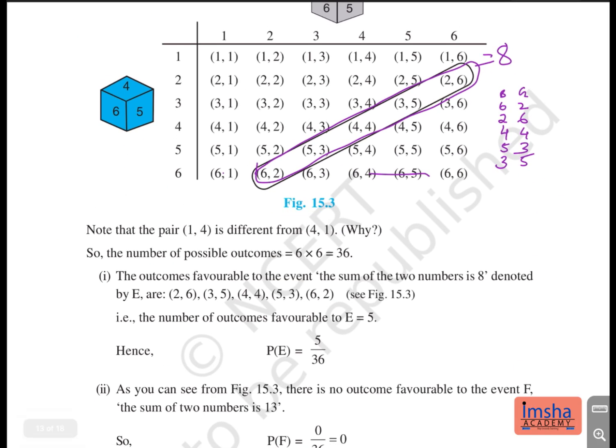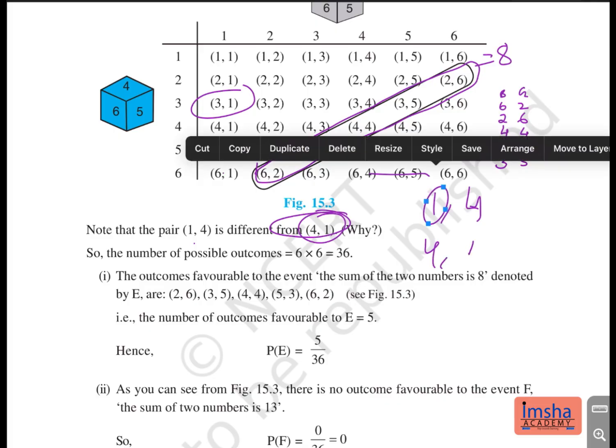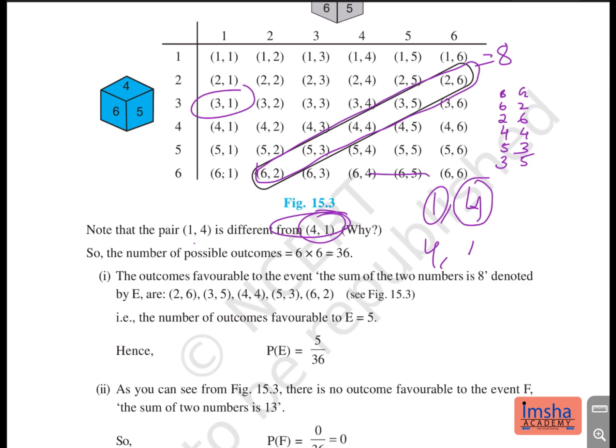Note that the pair 1, 4 is different from 4, 1. Why? Just 1, 4 is an example, for understanding. You can take 3, 1 also. 1, 4 is different from 4, 1 because this is die 1, that is blue, and this is die 2, that is grey. Like this is blue, this is grey.